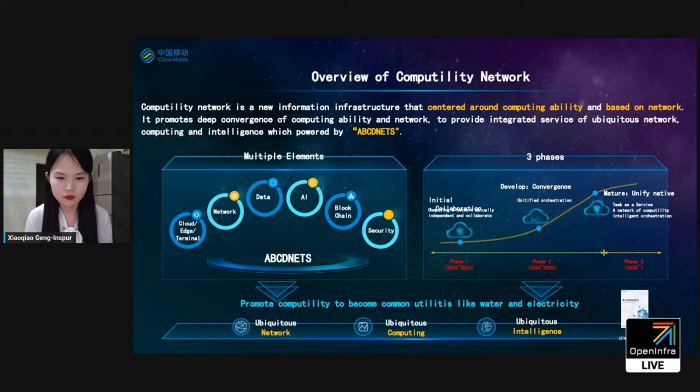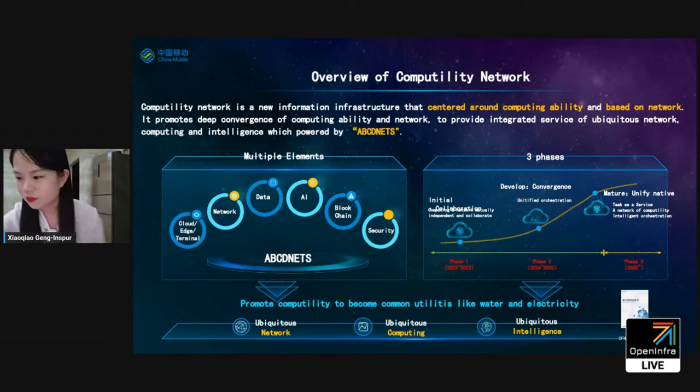And with this goal, for our operators, as well as our vendors and all the industries, the goal is to construct a well-covered network and good computing resource centers and achieve some intelligent collaboration among all these capabilities. So this is the overview of the compute utility network. And next slide, please.